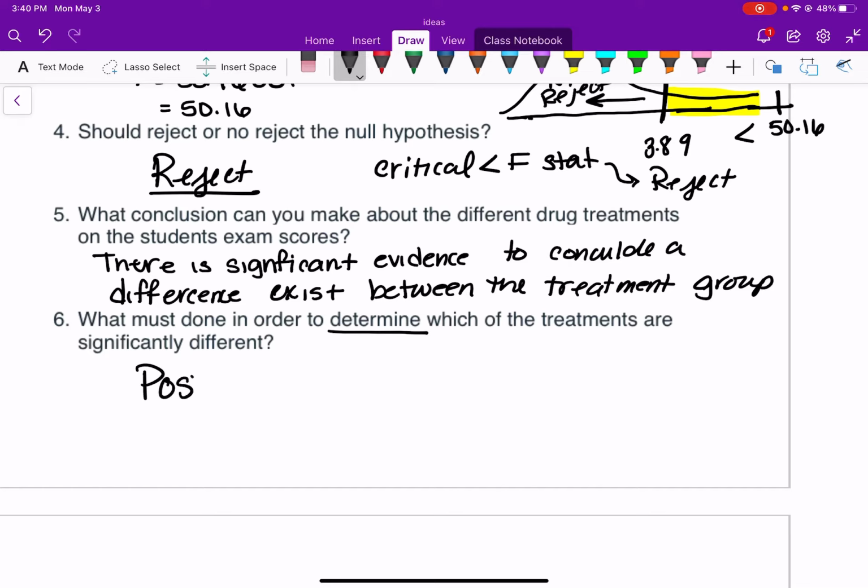this post hoc. And all that means is we have to perform a couple extra tests. We have to perform additional statistics to see which of the groups are actually significantly different from each other. Because, is the placebo different from the no treatment? Is the no treatment different from the memory drug? Is the memory drug different from the placebo?